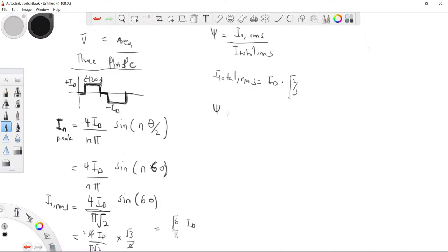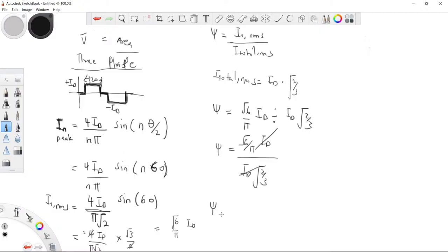So now let me find my psi. So my psi will be given by root 6 over pi ID divided by ID square root of 2 over 3. Right? So psi is given by root 6 over pi ID all over ID square root of 2 over 3.